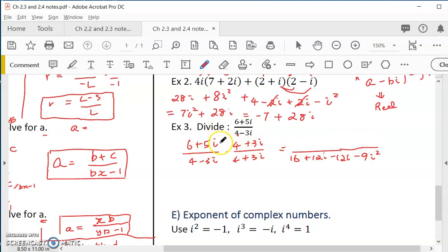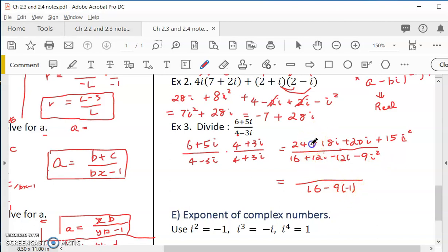The top you still do FOIL. So 4 times 6 is 24. 6 times 3i is 18i. They are not conjugates, so you have some i left over. 5i times 4 is 20i. And then you have 5i times 3i is 15i squared. Right? So this is similar to you doing FOIL. The bottom would be 16 minus 9 times negative 1. Anytime you see i squared, you write it as negative 1.